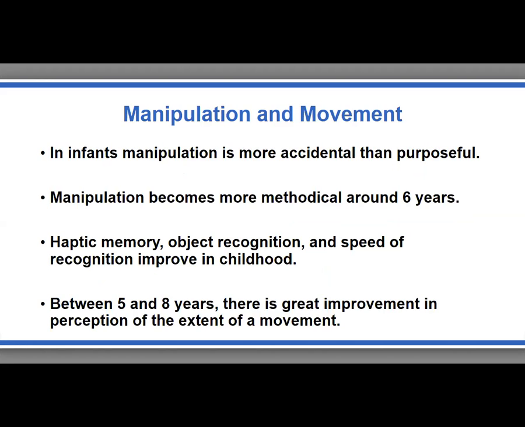Manipulation of movement. In infants, manipulation is more accidental than purposeful. Again, it's kind of exploratory as they think. Manipulation becomes more methodical around 6 years. Haptic memory, object recognition, and speed of recognition improve in childhood. Between 5 and 8 years, there are great improvements in perception of the extent of the movement.